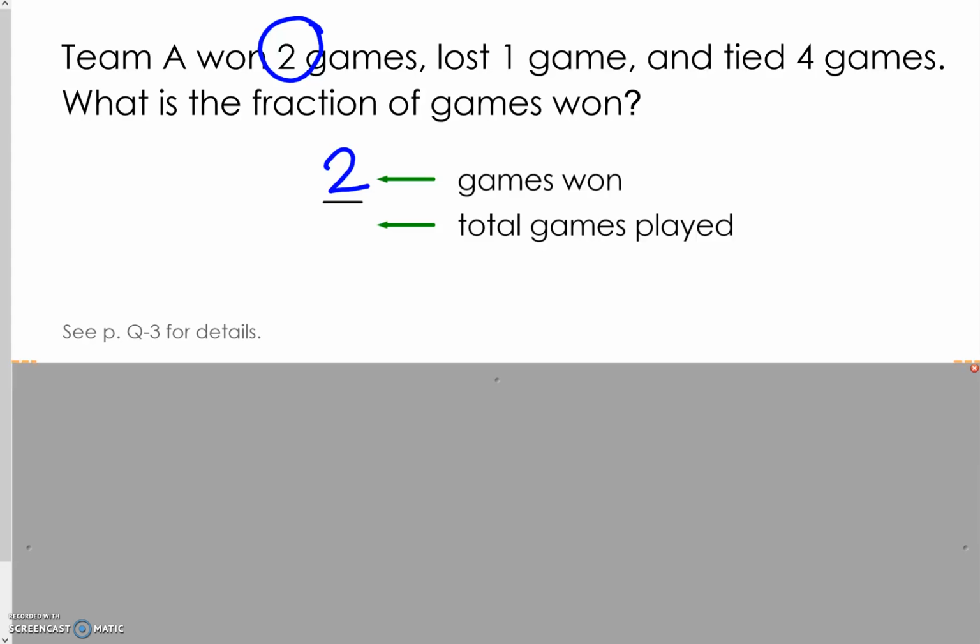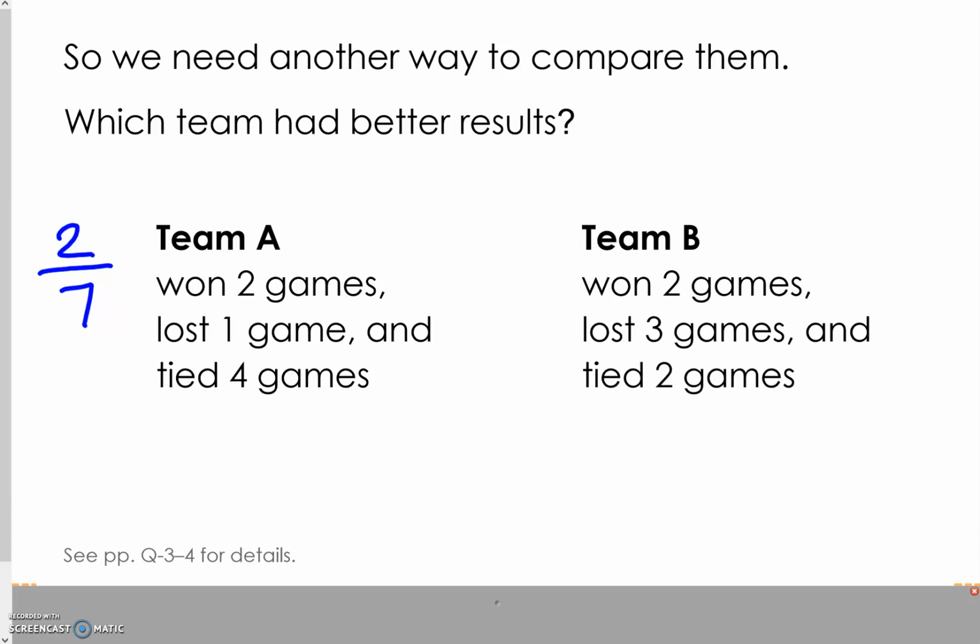Now we need to determine the total number of games played. Team A won 2 games, lost 1 game, and tied 4 games for a total of 7 games. 7 is our denominator for the total games played. From the last page, we know that Team A won 2 out of a total of 7 games. Team B also won 2/7 of their games.